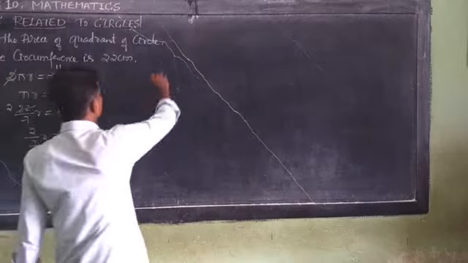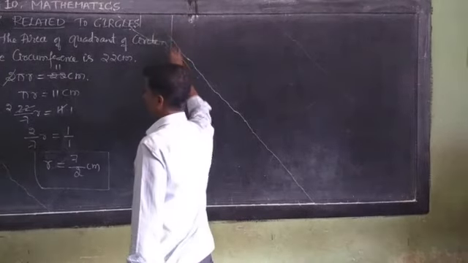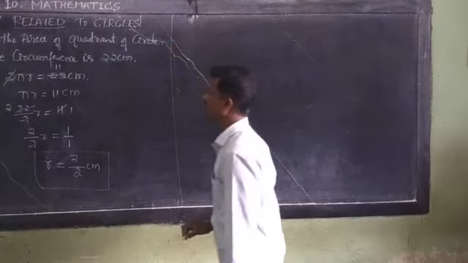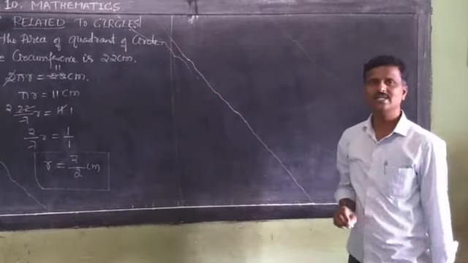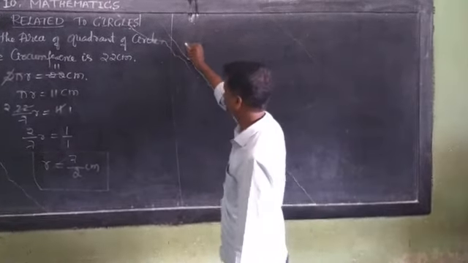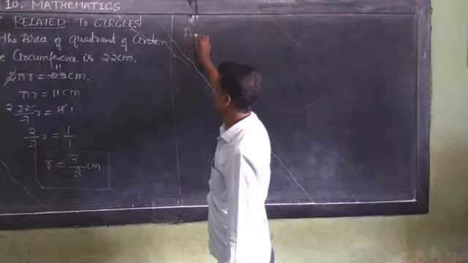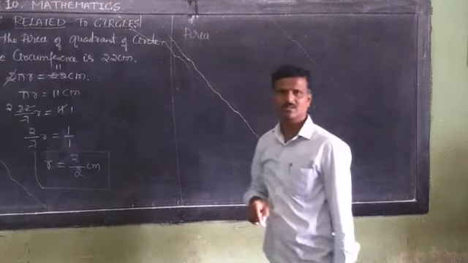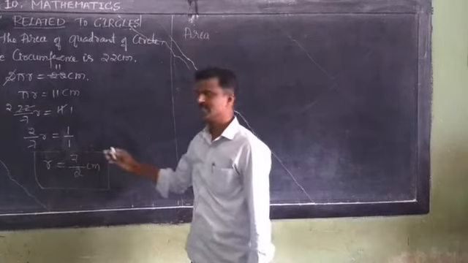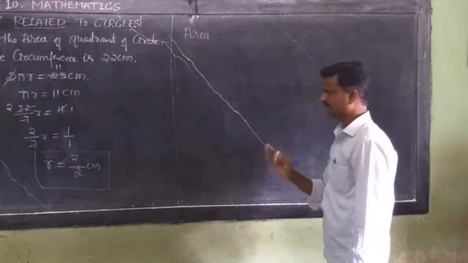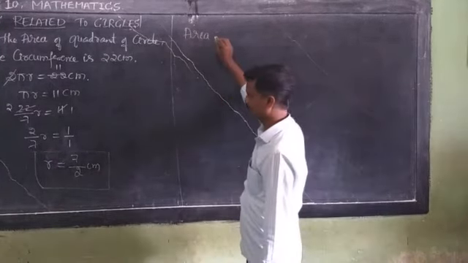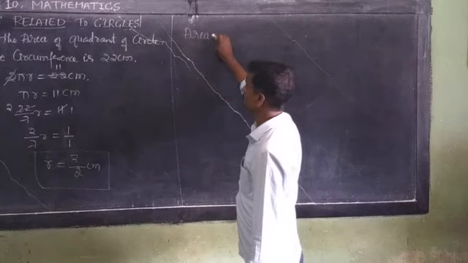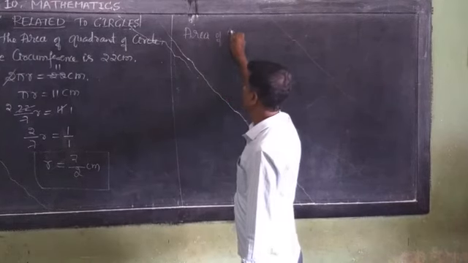Now we can find the area of the quadrant of the circle. To find the area of the circle, we need the radius of the circle. So first we have to find the radius. We have already found out the radius of the circle. Now we go to the area of quadrant.